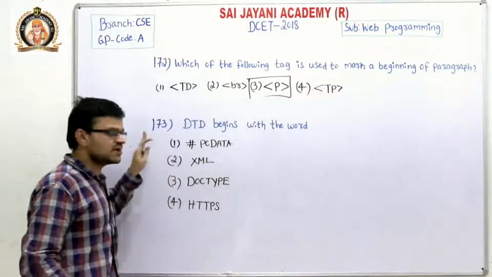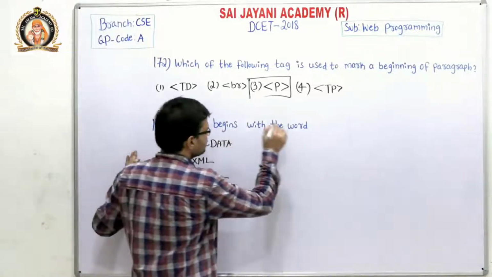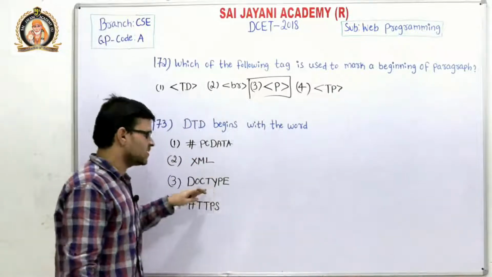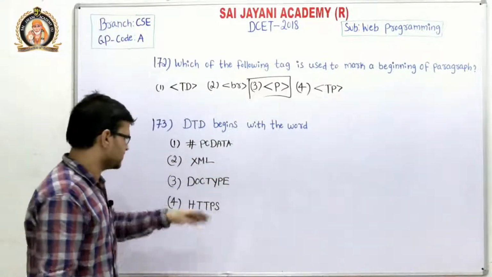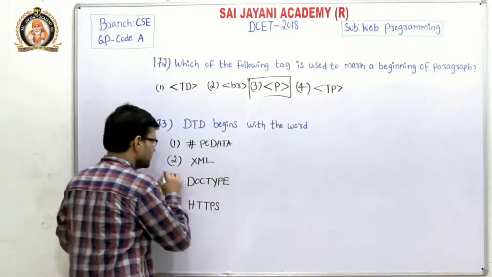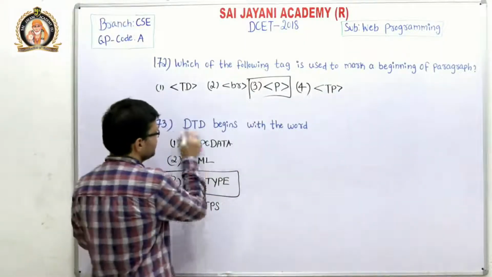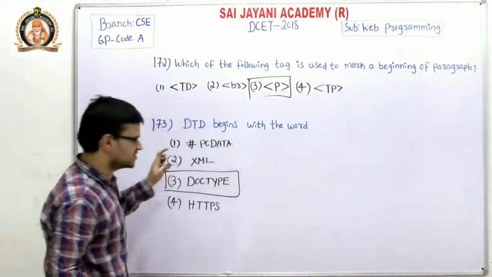Move on to question number 173. A DTD begins with the word. We have 4 options: hash, PCDATA, XML, DOCTYPE and HTTPS. For question number 173, the third one, that is DOCTYPE, is the right answer. DTD means document type definition.